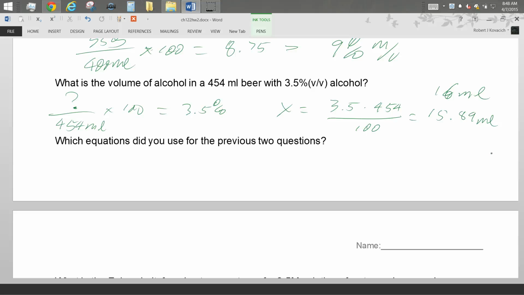So which equations did we use for these guys? We used mass to volume and volume to volume.